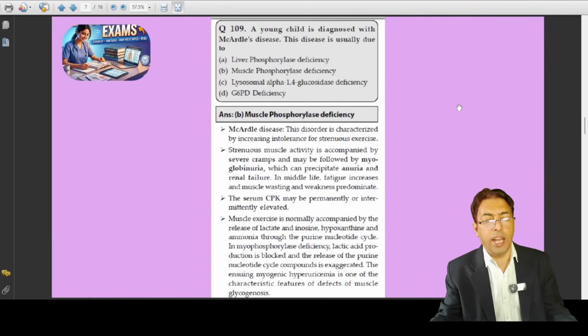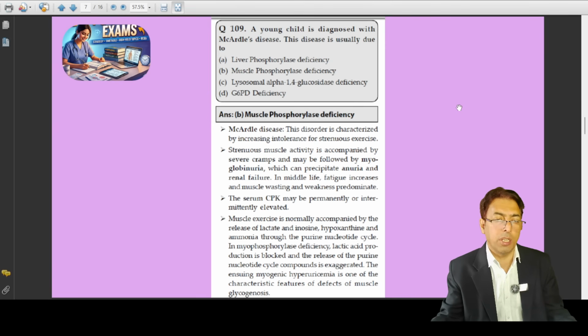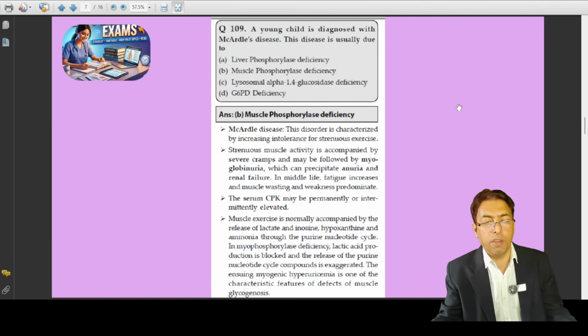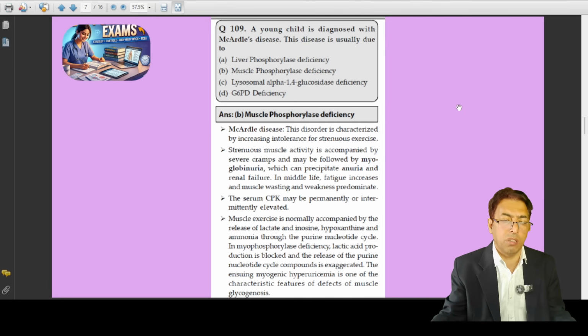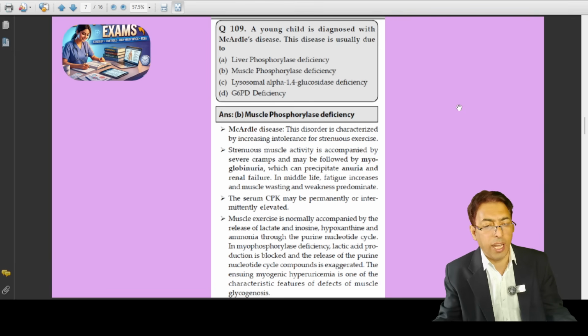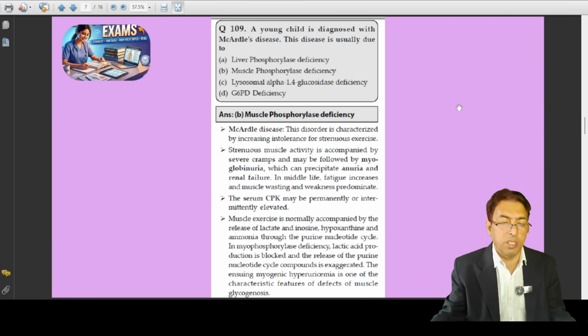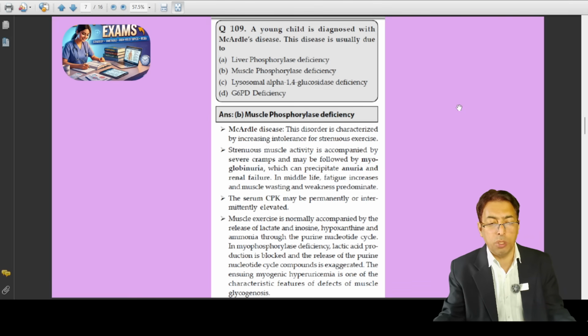A young child is diagnosed with McArdle's disease. The disease is usually due to, so the examiner gives you a disease. He wants to know which is the enzyme deficient: liver phosphorylase, muscle phosphorylase, lysosomal alpha 1,4 glucosidase deficiency, G6PD. As far as McArdle's disease is given, M for M, muscle phosphorylase deficiency. McArdle's disease is characterized by exercise intolerance. Once a child exercises, he gets increased muscle cramps followed by myoglobinuria, which can precipitate into renal failure.